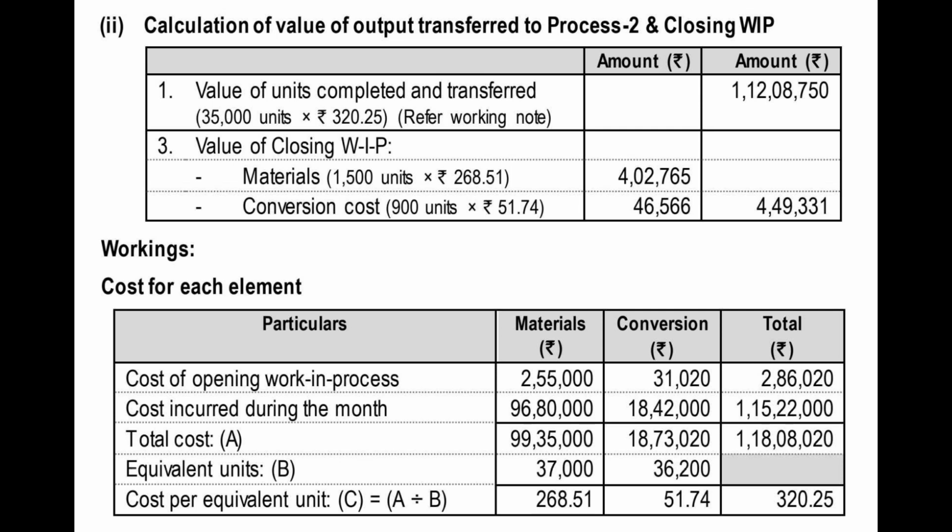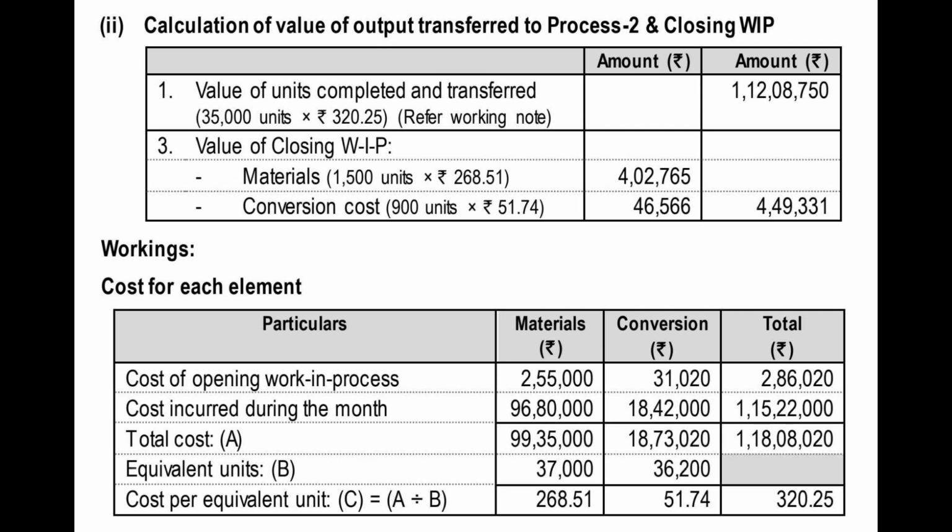Then we have to evaluate work in progress. Work in progress has two costs. The first cost will be material. The second cost will be conversion cost. So work in progress is nothing but a combination of material and conversion cost. The total material cost plus conversion cost is equal to work in progress. With respect to material, what would be the equivalent number of units? 1500 units. So value of closing work in progress, open the bracket, material: 1500 units into 268.51.